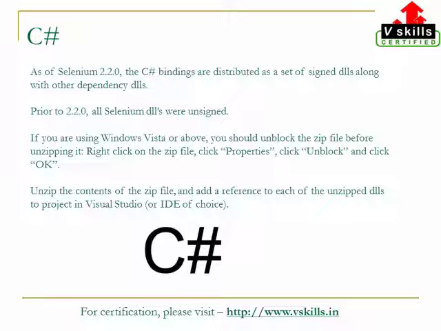C#. As of Selenium 2.2.0, the C# bindings are distributed as a set of signed DLLs, along with other dependency DLLs. Prior to 2.2.0, all Selenium DLLs were unsigned. If you are using Windows Vista or above, you should unblock the zip file before unzipping it. Right-click on the zip file, click Properties, click Unblock and click OK. Unzip the contents of the zip file, and add a reference to each of the unzipped DLLs to your project in Visual Studio or IDE of choice.